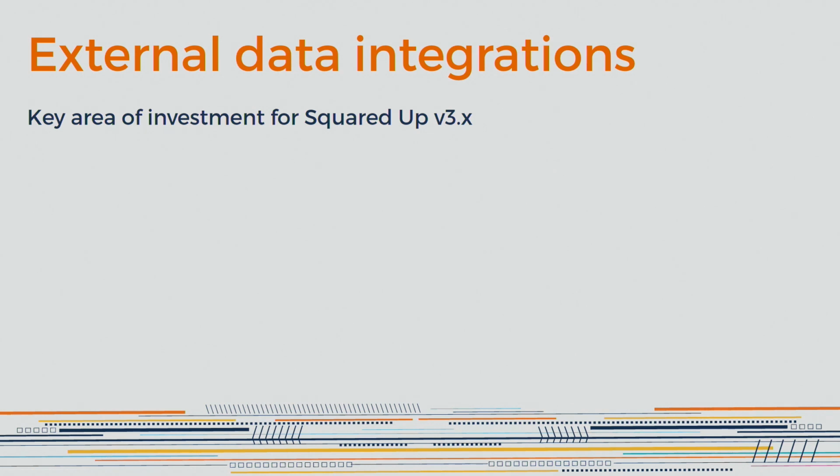All right, the last area I wanted to cover off in 3.2, and a key area of investment for us both with 3.2 and the rest of the 3.x releases this year, is external data integrations. As I say, with V3 we had OMS, SQL and data on demand. With 3.1 we had the web API.